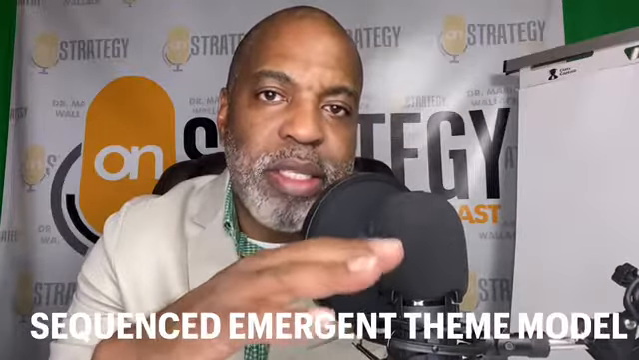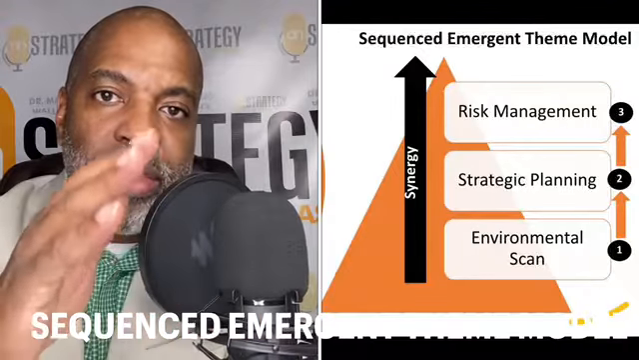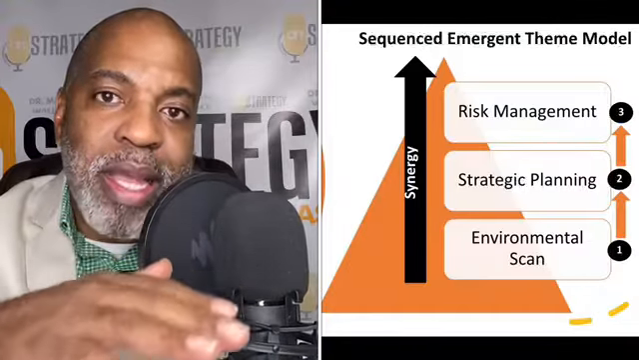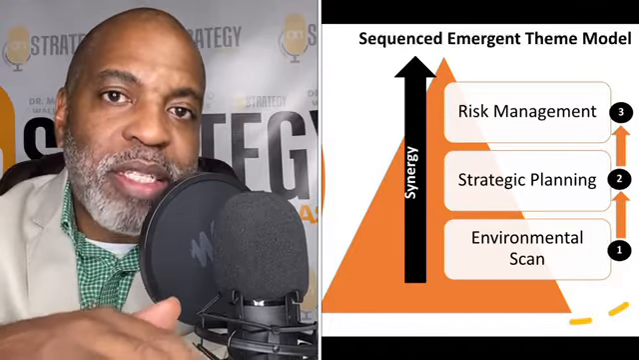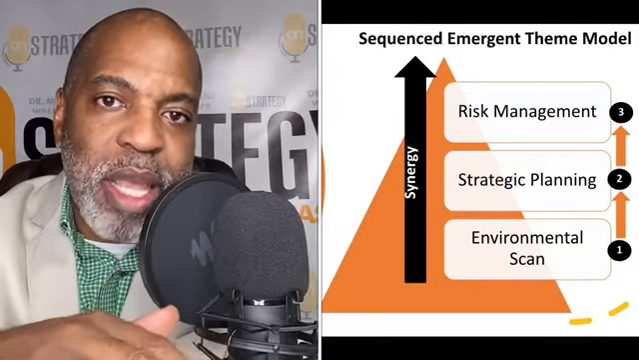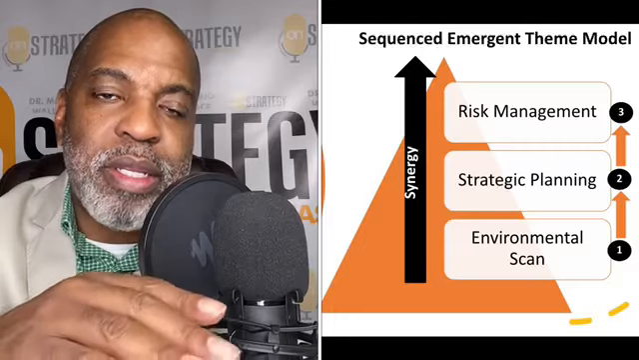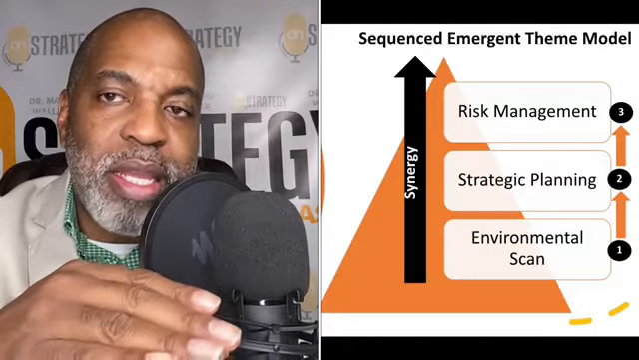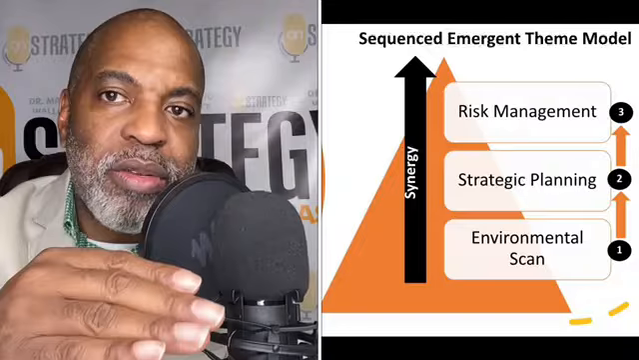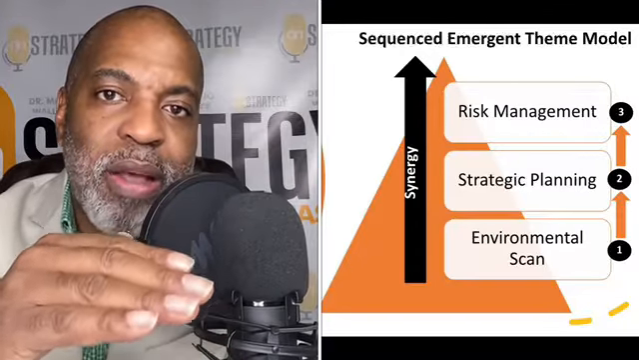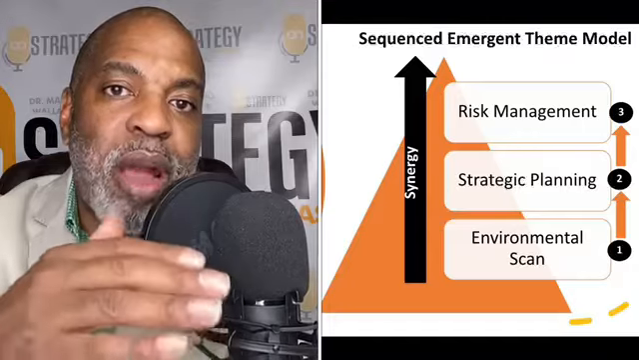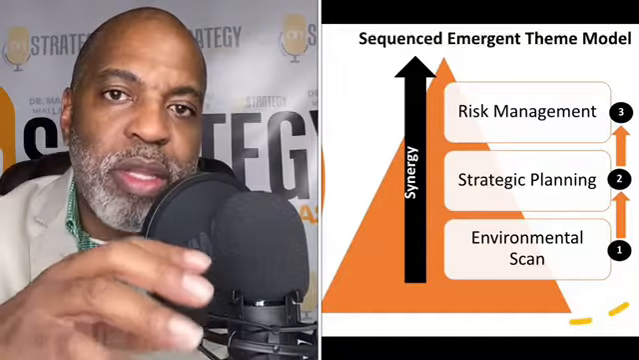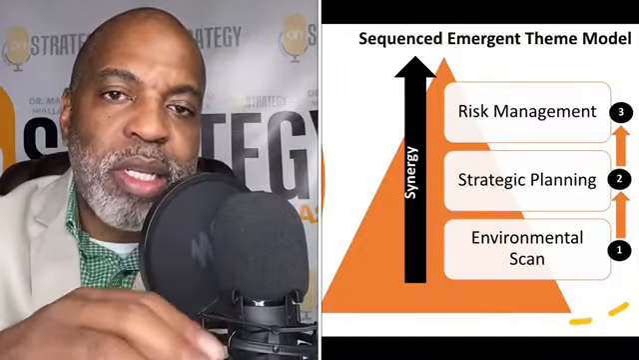So if you look at the screen, you see the Sequenced Emergent Theme Model with 3 emergent themes. At the base of the model, the foundation of the model, you see environmental scan. Next, you see strategic planning. And lastly, you see risk management. Now, it is structured this way because this is the order of operations for this particular approach.